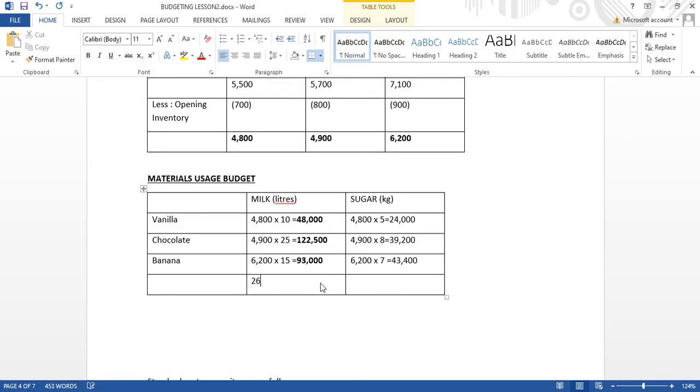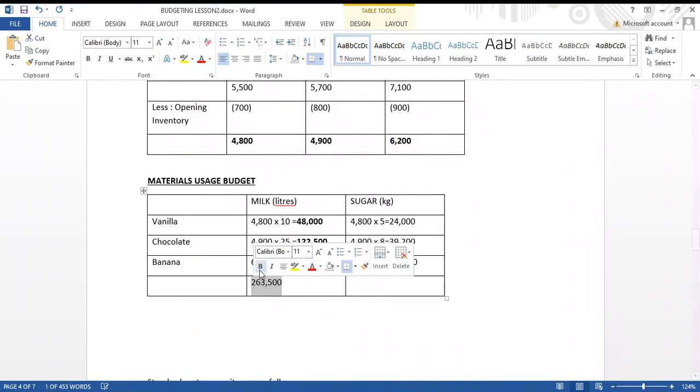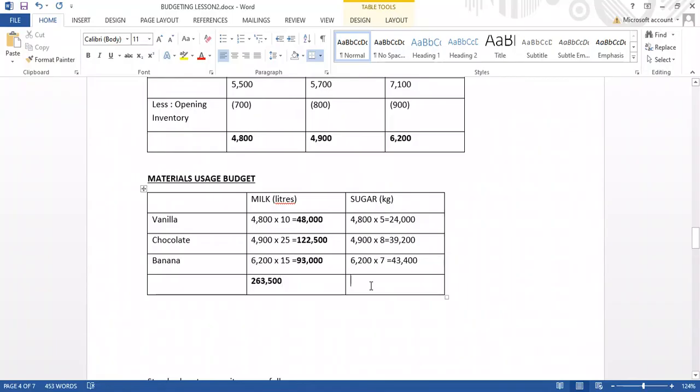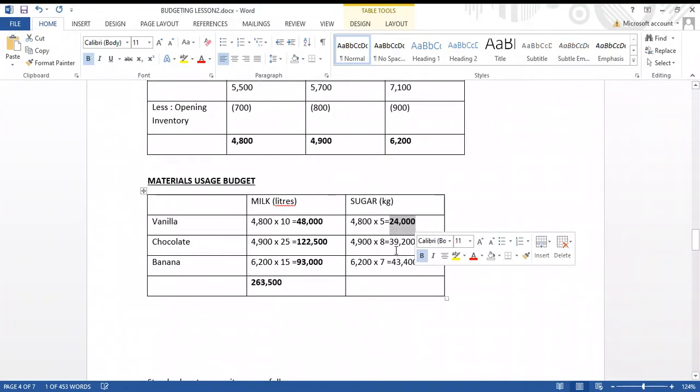So we need 263,500 liters of milk in total. All right. Then for sugar, we see how many kgs we need in total.